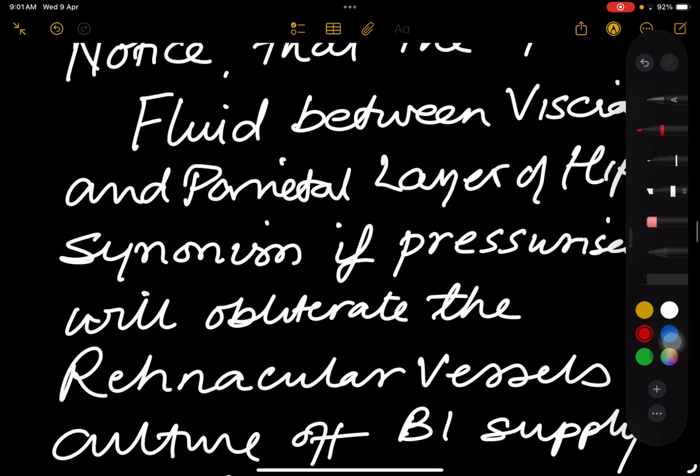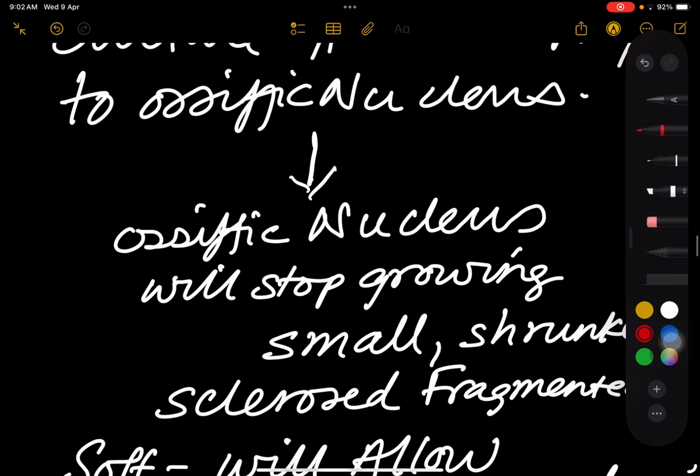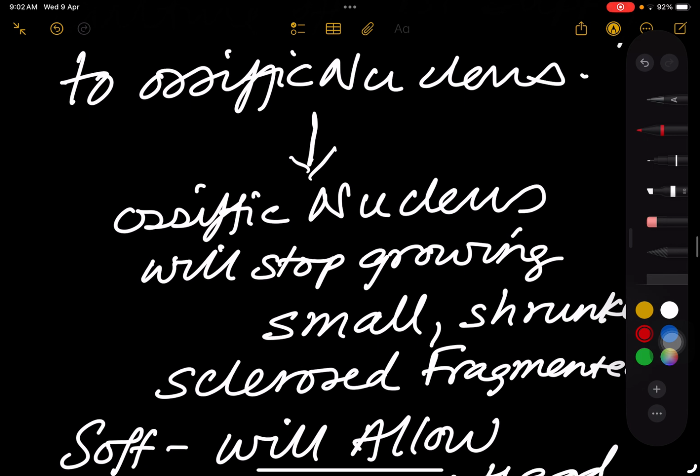So, after this, what will happen? The ossific nucleus would stop growing. So this ossific nucleus on this side will become much smaller than the ossific nucleus on the other side. Then it will become more radiodense. That means it will become sclerosed, shrunken, and it may fragment.